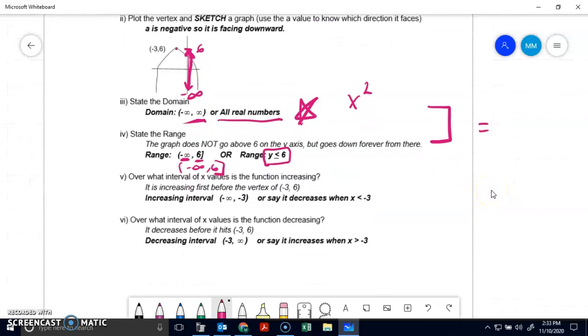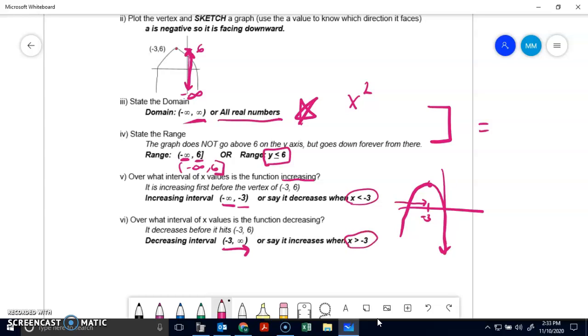And then I look at the increasing interval. Oh, well, now see, we flipped it upside down. It first increases until I reach negative 3. So from negative infinity to negative 3, or everything less than negative 3, before I reach negative 3 on the x-axis, it is increasing. And then after negative 3, it decreases or goes down. So after negative 3, from negative 3 to infinity, or when x is greater than or equal to negative 3.